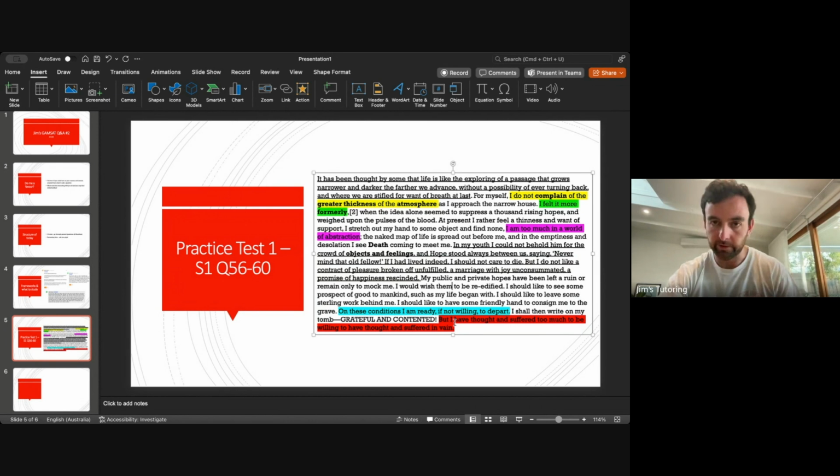I'll skim through the rest of them because I don't want to spend too much time on the evil section 1. But in the context of the passage as a whole, the statement "so that" also tells you stuff. So in the context of the passage as a whole, that's kind of saying you need to assess it within a wider context. The statement, "I am too much in a world of abstraction," which is in purple here, implies apathy, isolation, acceptance, ambivalence.